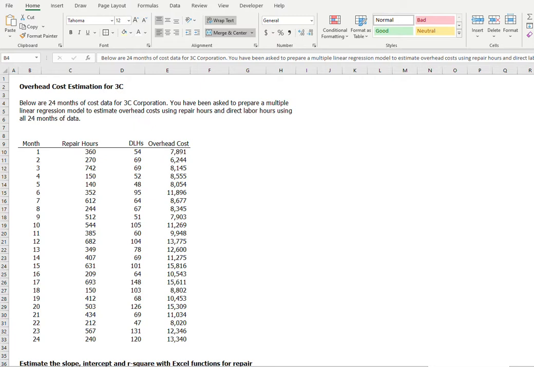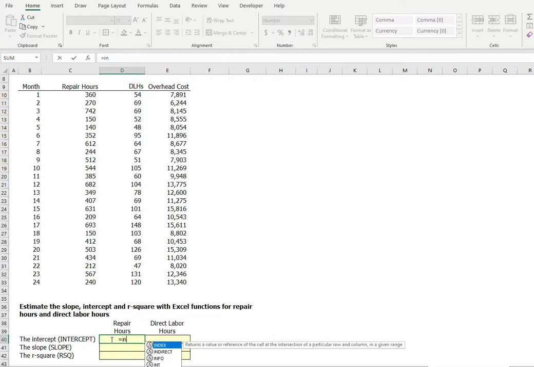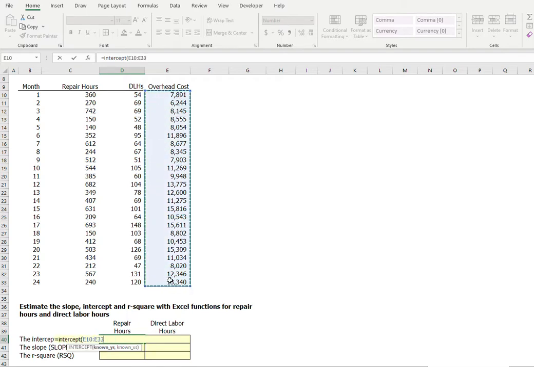But first, we're going to estimate the slope, intercept, and R-square with Excel functions for both repair hours and direct labor hours as if we were using a simple linear regression model. We'll begin by estimating the intercept for repair hours. Remember, equals intercept, and at this point in time we can highlight directly our known y's, which again we're estimating the overhead cost, and comma the known x's, which is our independent variable, repair hours.